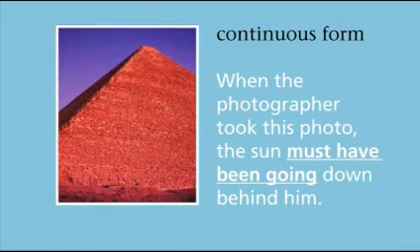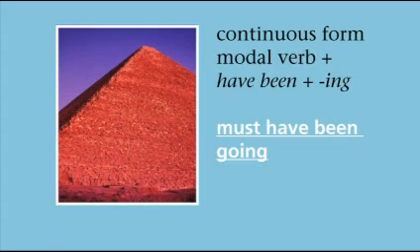Look at this photo and the sentence about it. When the photographer took this photo, the sun must have been going down behind him. Have been going is in the continuous form because it describes a continuing situation at a point in time. For the continuous form, the modal verb is followed by have been and the ing form of the main verb.